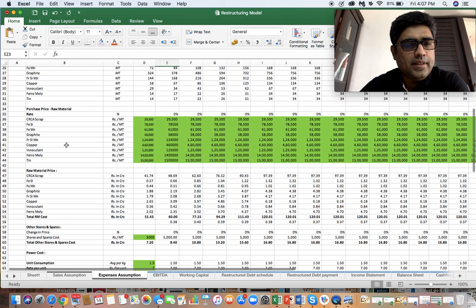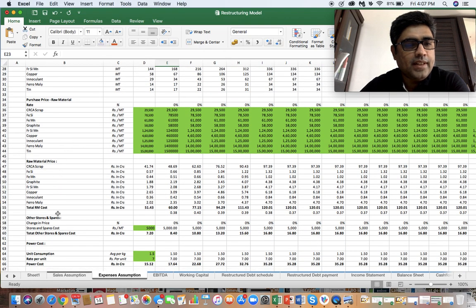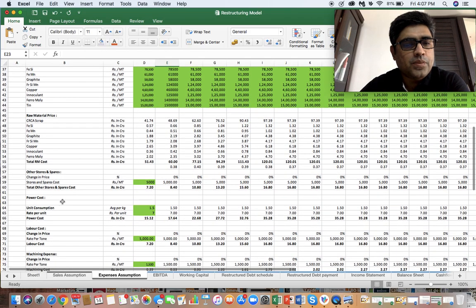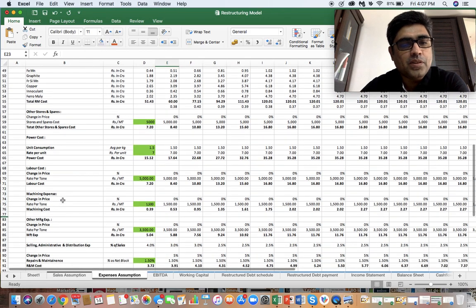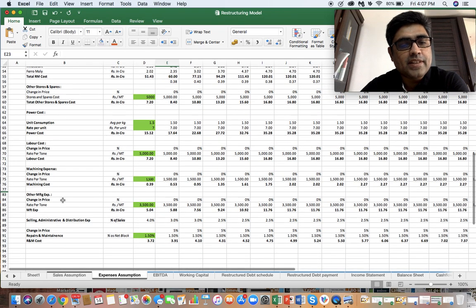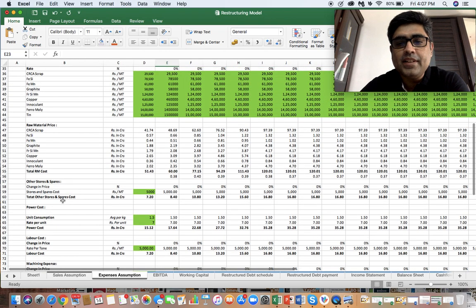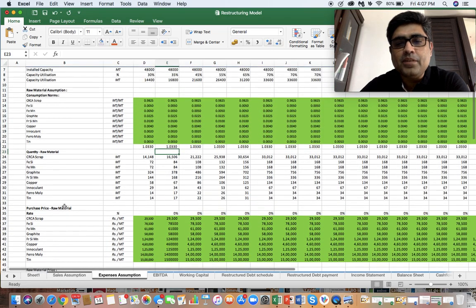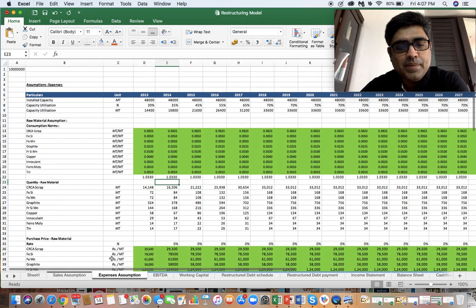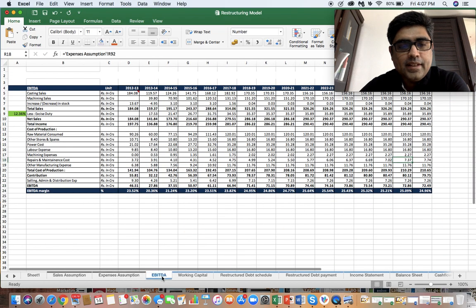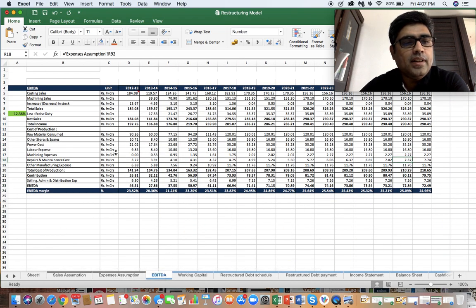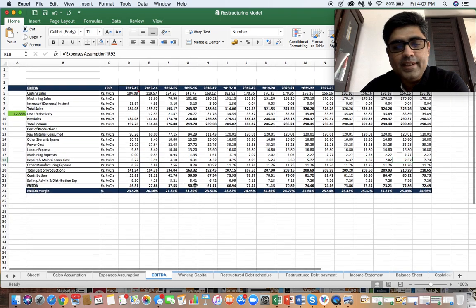it's bought, and what is the purchase price in context of that, what are the costs in context of stores and spares, the unit consumption, labor cost, machining expense, other manufacturing expense, and stuff like that. So it gives a detailed analysis around that, right? So this is how an expense assumption sheet is built. Then comes the EBITDA sheet, where one gets to understand the different elements of revenues and expenses and the cost of production, and finally the EBITDA margin is reached, right?